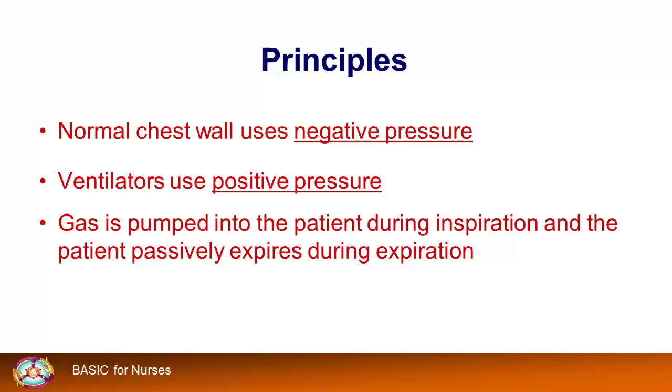Positive pressure ventilators work by pumping a mixture of air and oxygen into the patient through an endotracheal tube or tracheostomy, which is then passively expired. This process facilitates gas exchange.